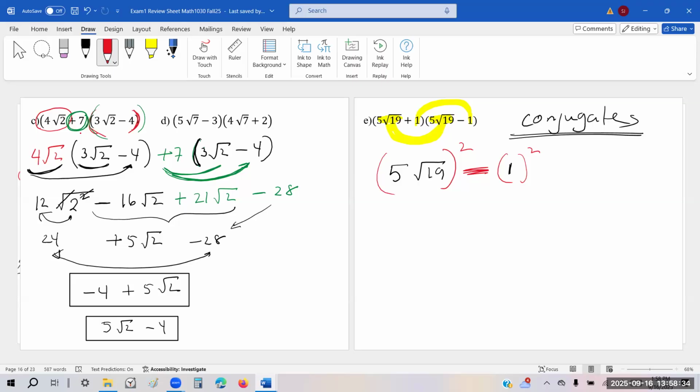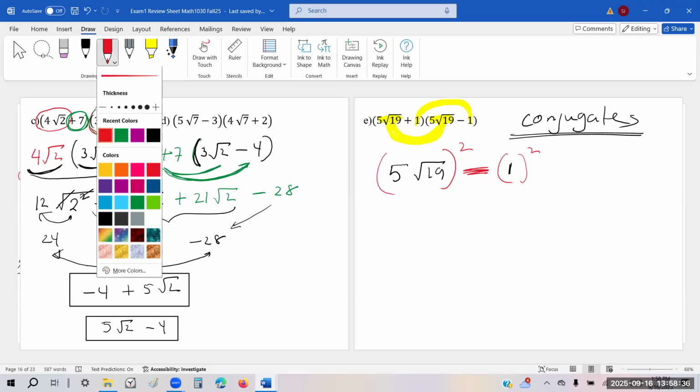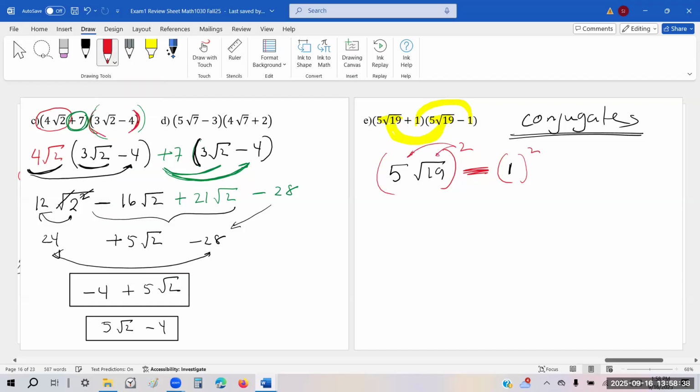And now we have 5 times square root of 19. So we can distribute the power here, because between them we have invisible multiplication. In multiplication we distribute the power. So what is 5 squared? 25. And what is square root of 19 squared? Only 19, because the square cancels out.